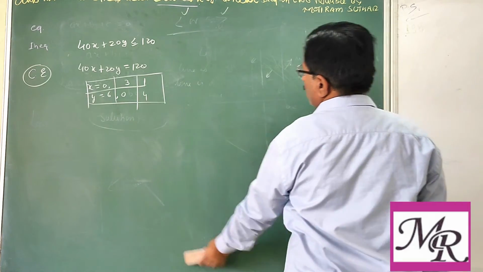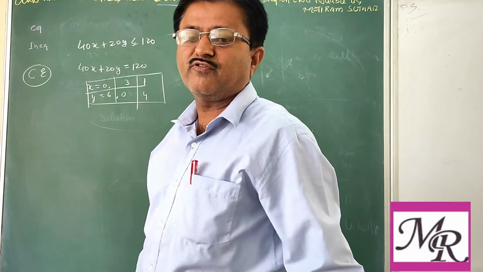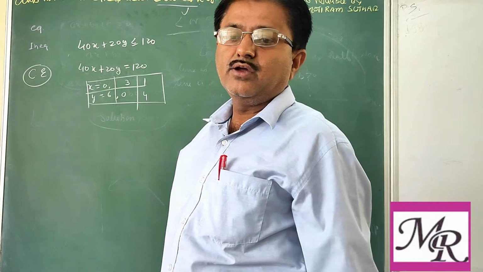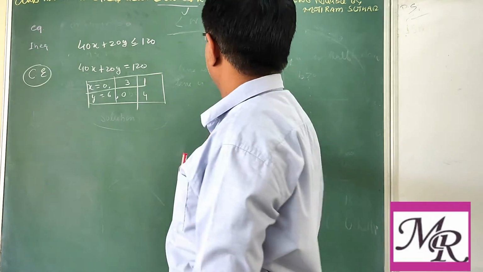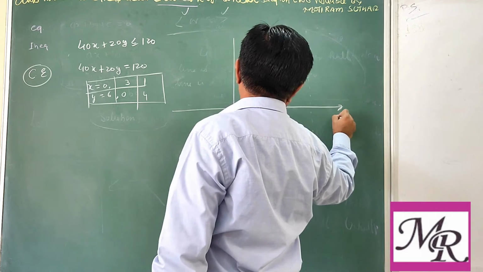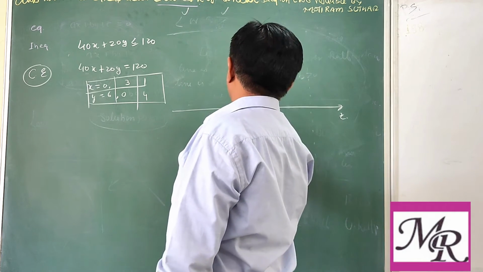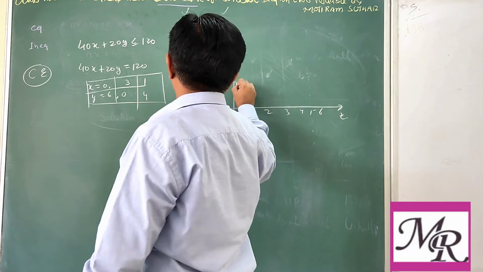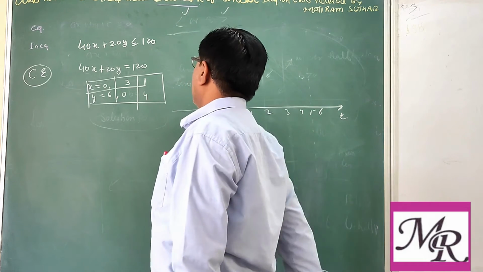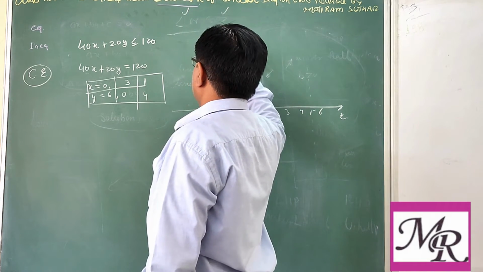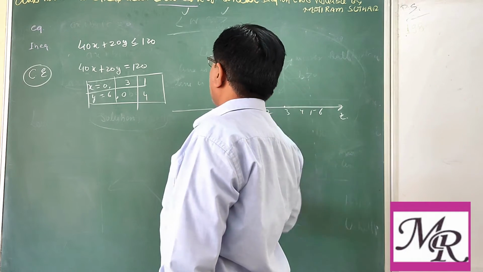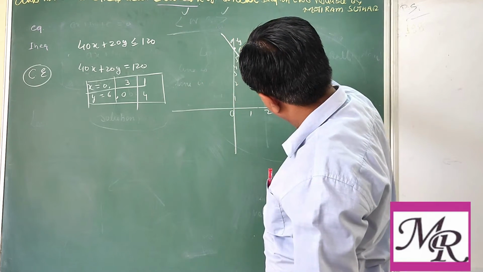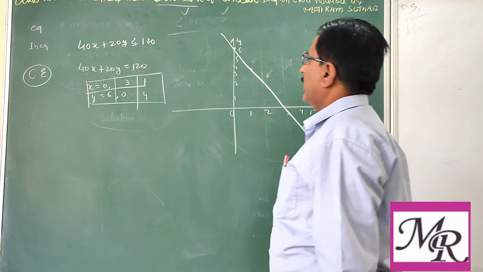So this is important: how to draw the graph of an inequality. The first step is to convert it into the corresponding equation, and draw the graph of that equation as usual, taking coordinates x and y with some scale, like 0, 1, 2, 3, 4, 5 and 6 on each axis. Like x equal to 0, y is 6. x equal to 3, y is 0. x equal to 1, y is 4. And you join all these points.